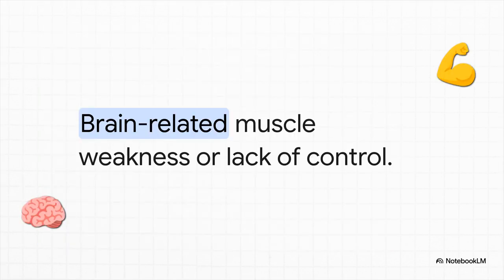So when we put those two concepts together, we get our defining equation. Cerebral palsy literally translates to brain-related muscle weakness or a lack of control. It perfectly and accurately describes a condition where an issue in the brain directly manifests as a physical movement problem in the body. And honestly, that's the aha moment for so many people when they're first learning about this.